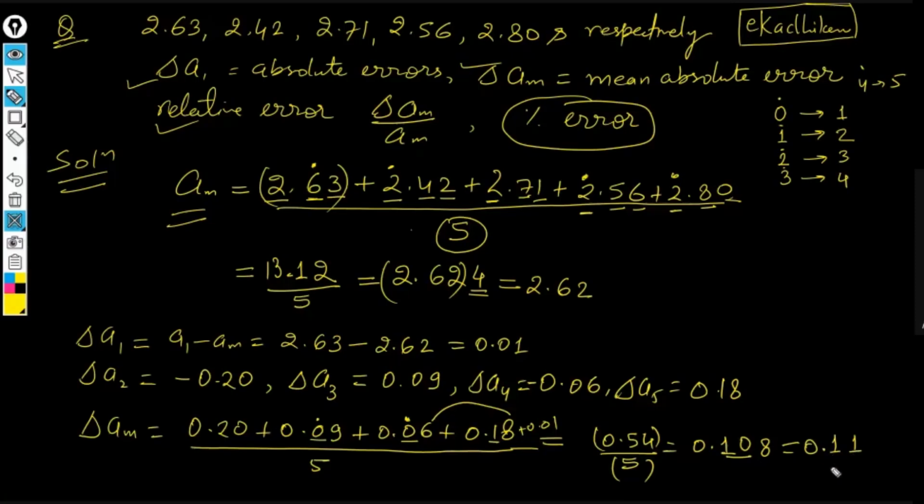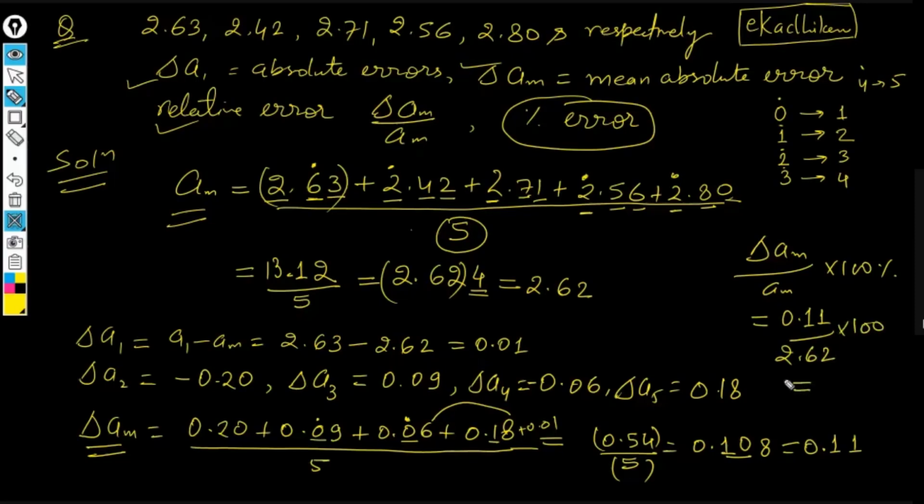So mean absolute error is also clear. Now relative error we will calculate: delta m by am, and percentage into 100 we will do, right? So I am directly calculating percentage error. So 0.11 divided by mean value, 2.62, into 100.